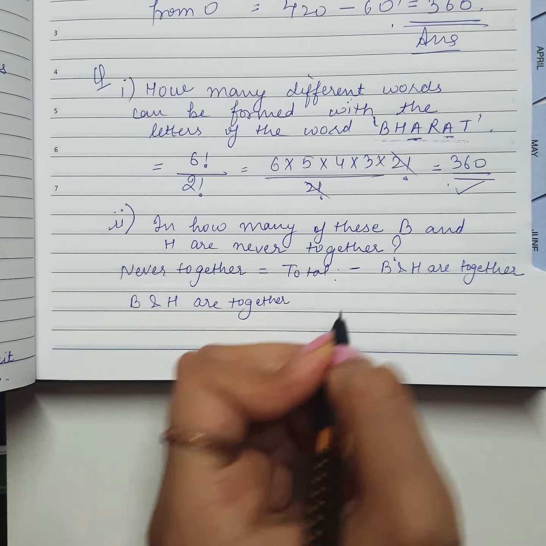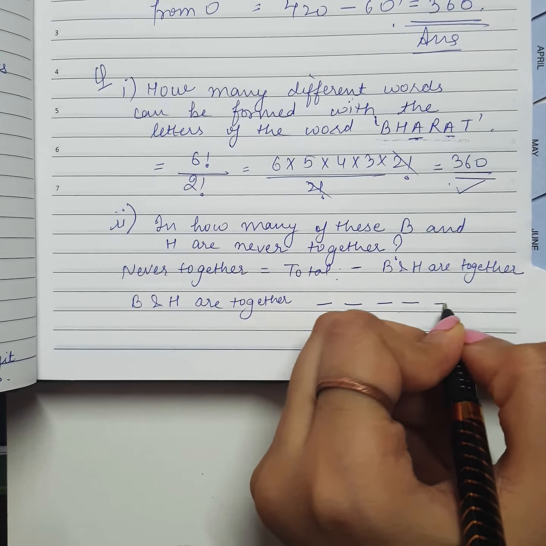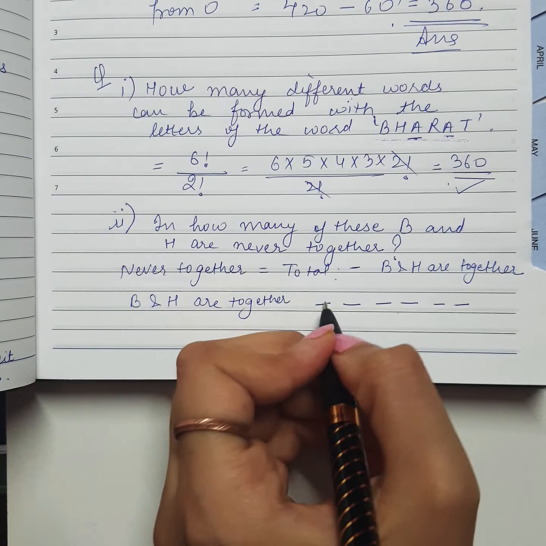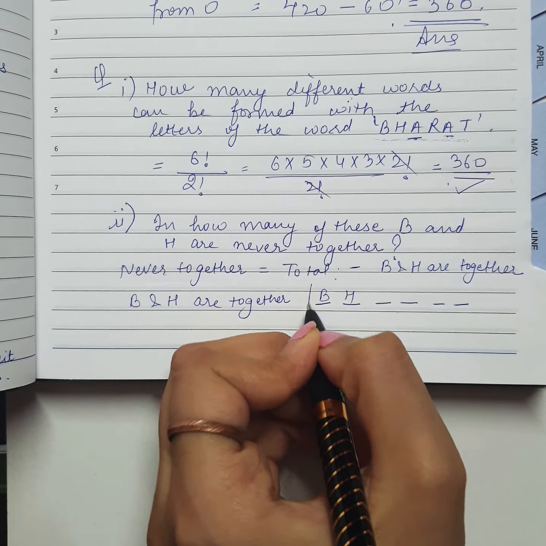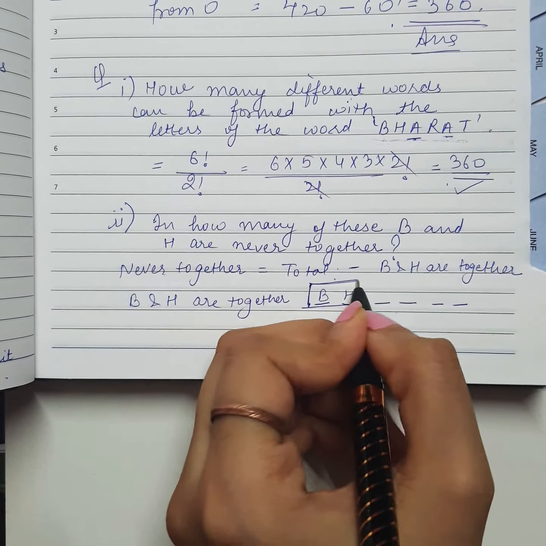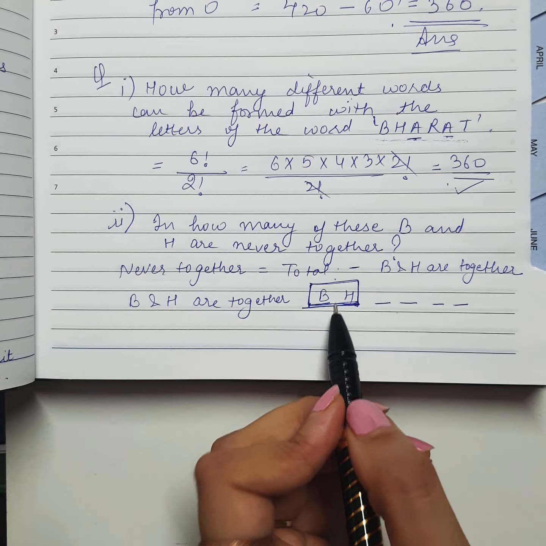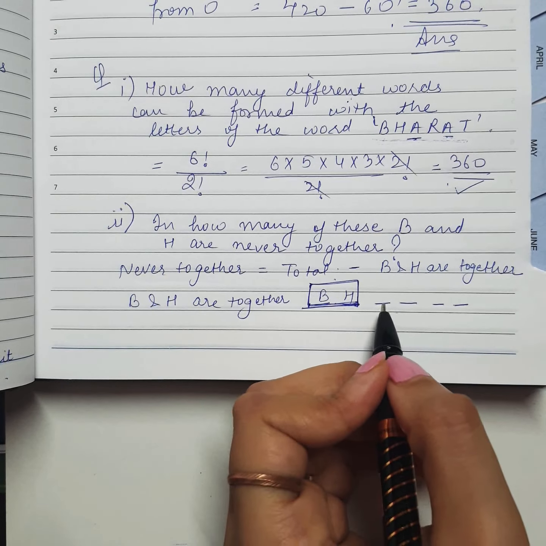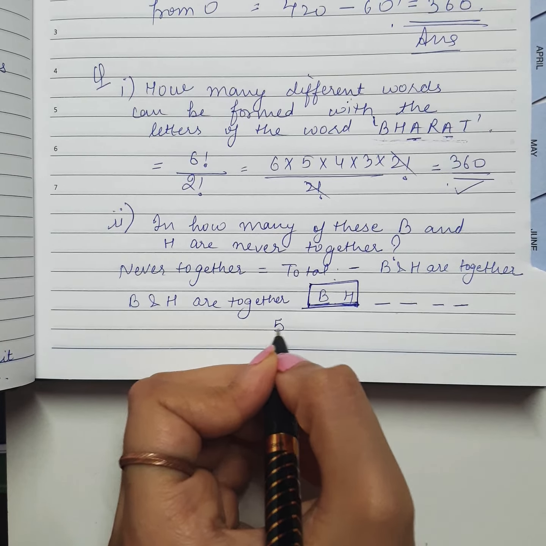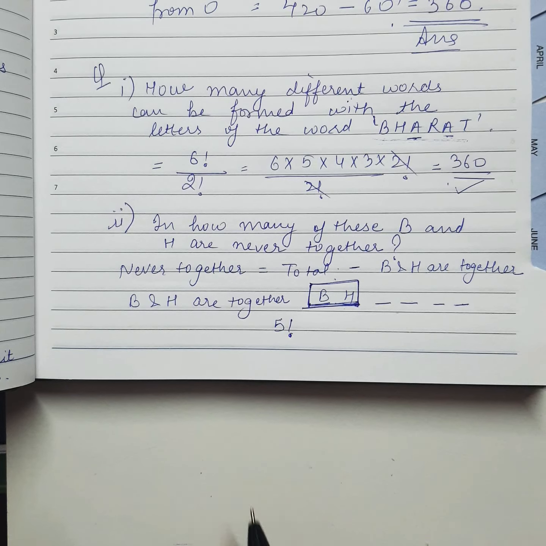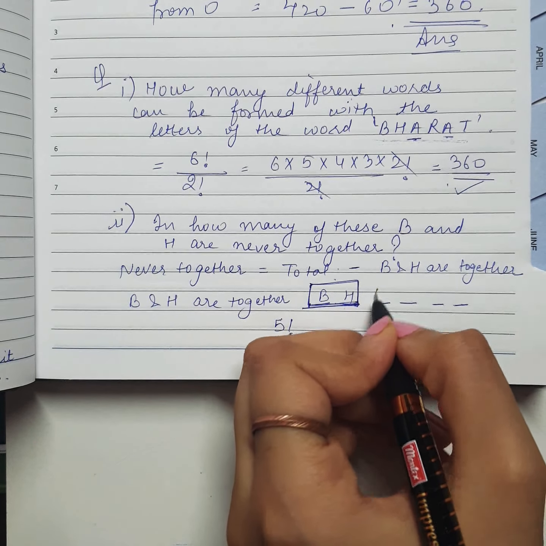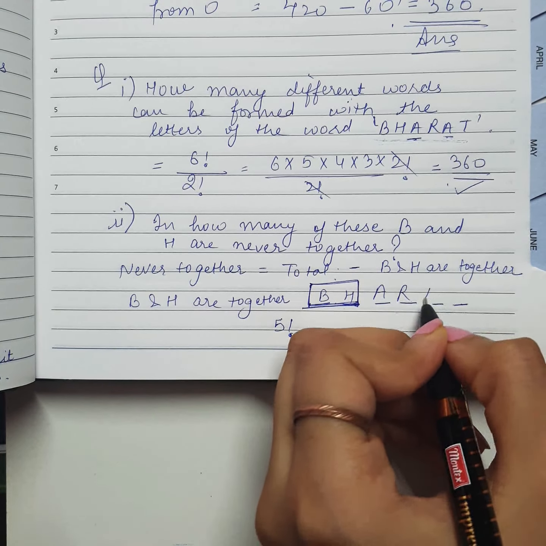Now how is this possible? 1 2 3 4 5 6. B and H together means assume B and H as a single letter. This is a single letter. So how many letters do we have? 1 2 3 4 5. Total letters are 5. And for repetitions, we have 2 A's inside.